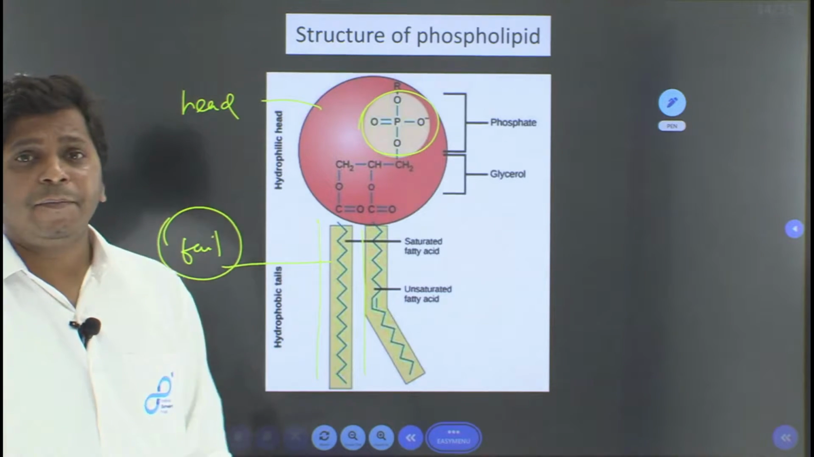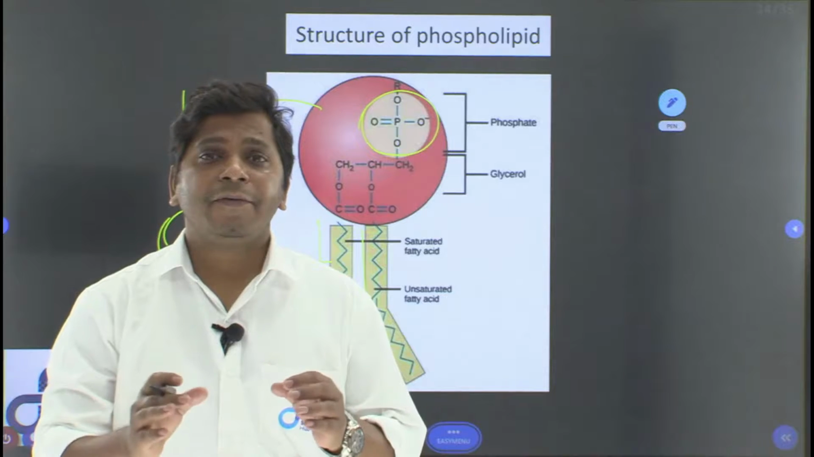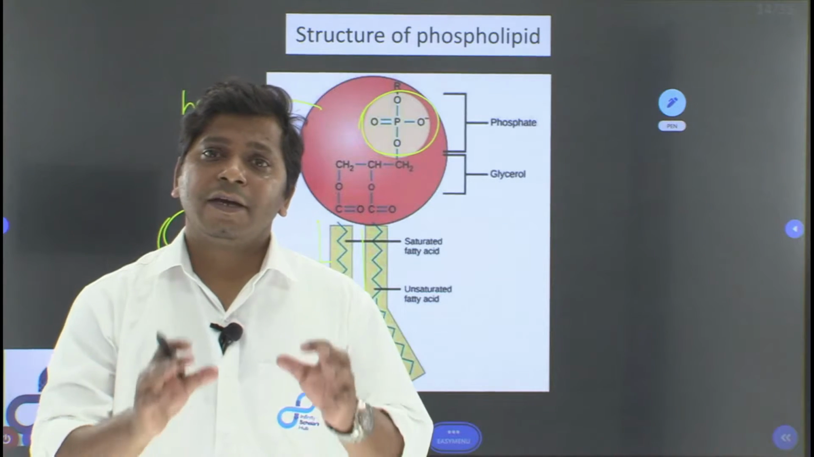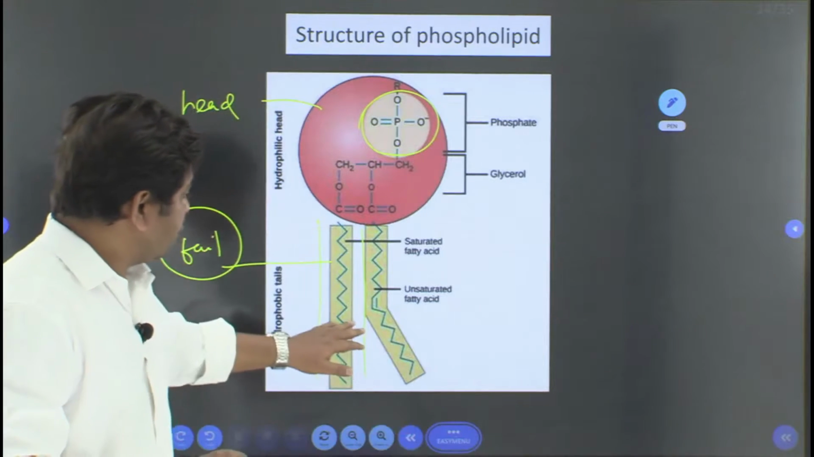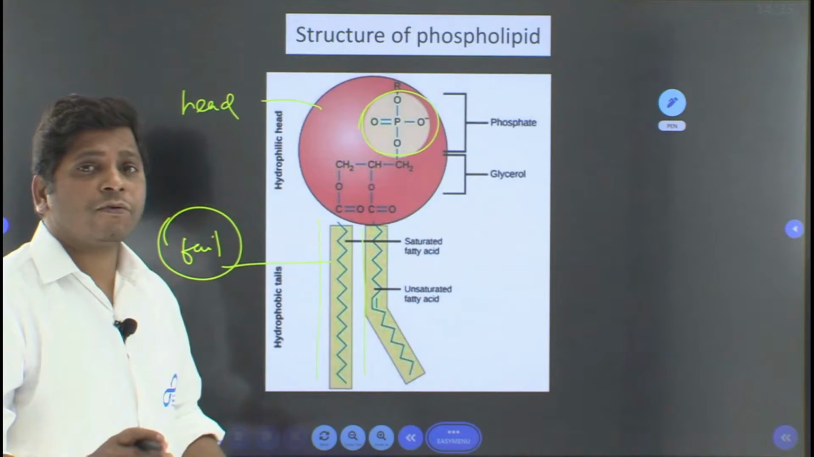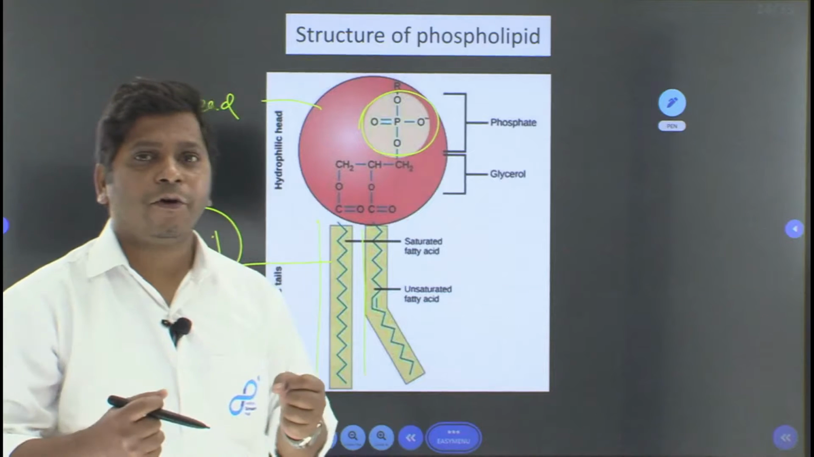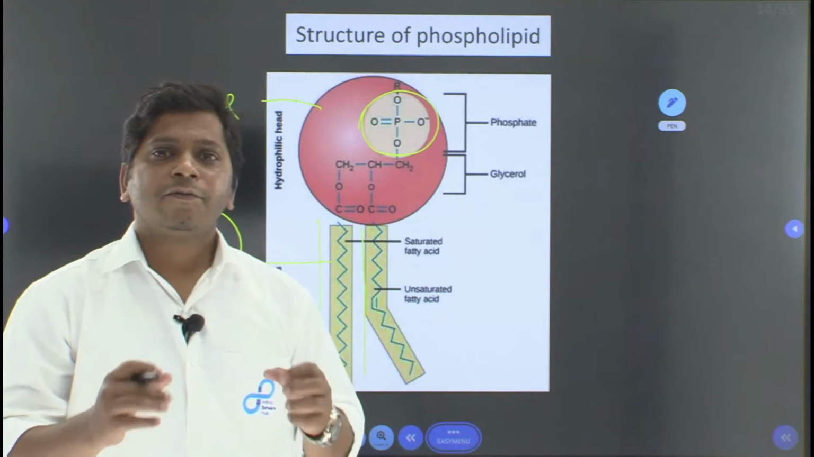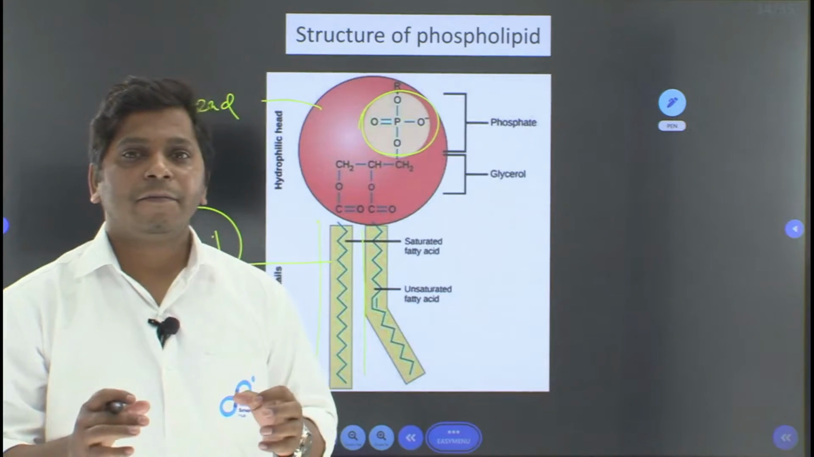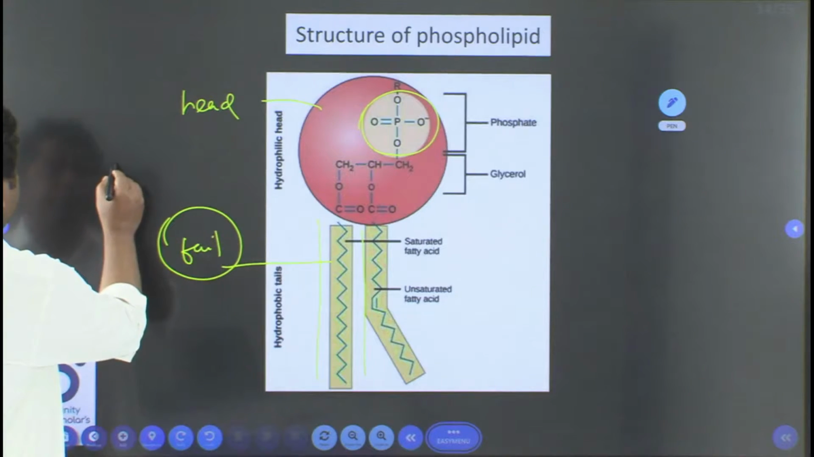This fatty acid part is hydrophobic. Fats do not like water, so they are hydrophobic. This part is definitely not going to like water, whereas this part is going to form interactions with water. So, phospholipid is a kind of molecule which is called amphiphilic.